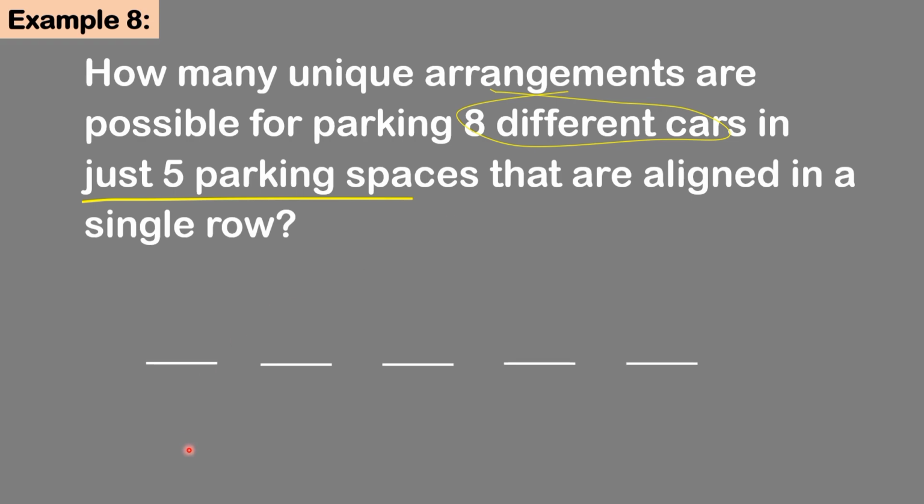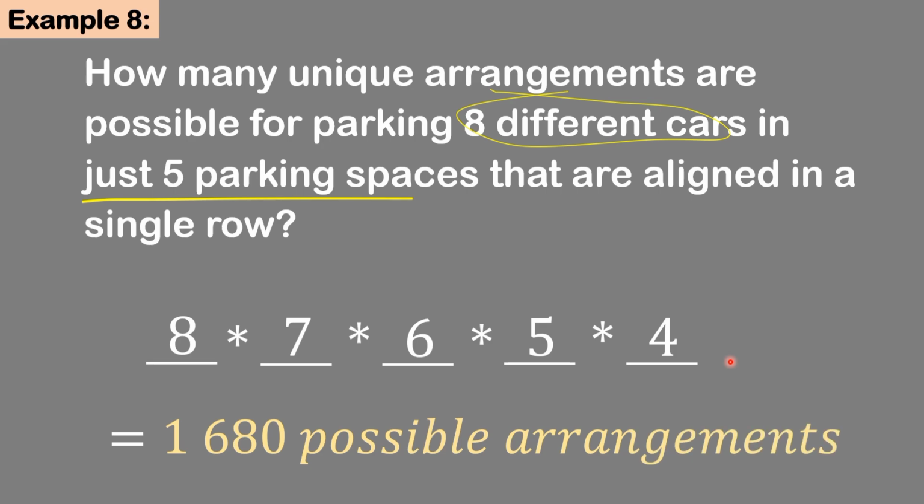For the first space, there are 8 choices. For the second space, there are 7. Then next is 6, and then next is 5, and then next is 4 different choices. Just multiply them. Therefore, there are 1,680 possible ways to arrange the 8 different cars in 5 parking spaces.